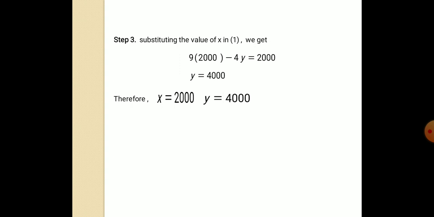Substituting the value of x in equation 1, we get 9 into 2000 minus 4y equal to 2000. Therefore y equal to 4000. That is, x equal to 2000 and y equal to 4000.